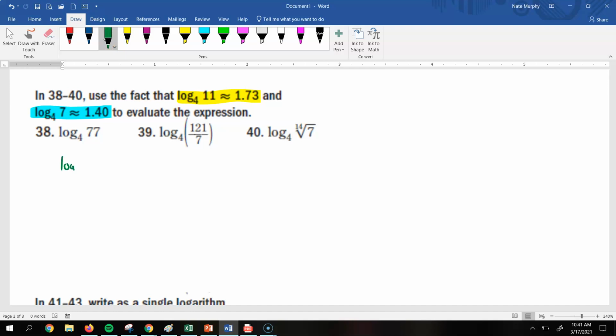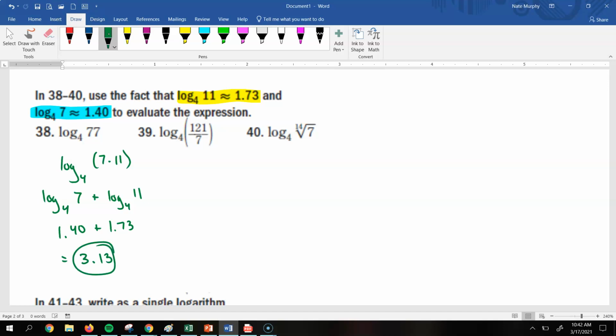Well, hopefully you recognize that 7 times 11 is 77. And using those properties of logarithms, we would see that the log base 4 of 7 times 11 would be the same as log base 4 of 7 plus log base 4 of 11. And so now we would just add those values. So we have log base 4 of 7 is 1.40. Log base 4 of 11 is 1.73. So when you add those together, we get 3.13 as your answer.